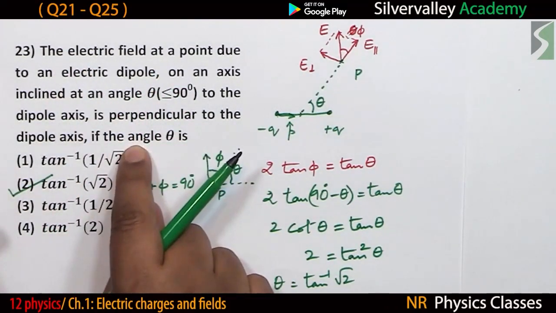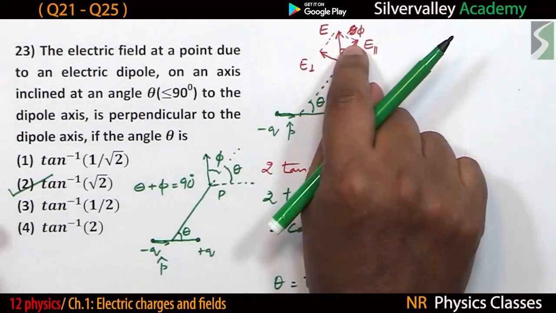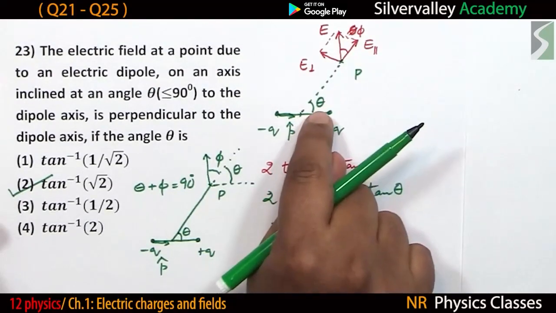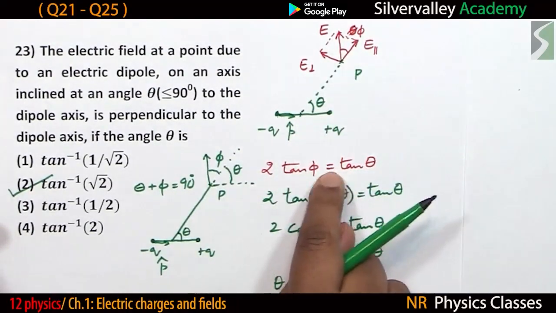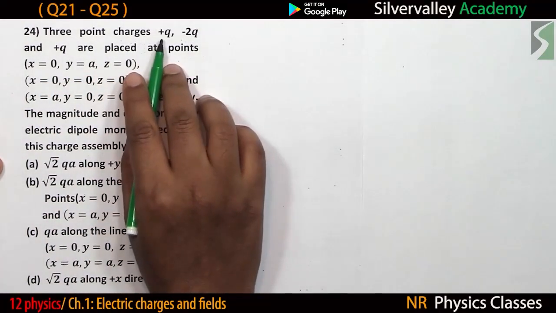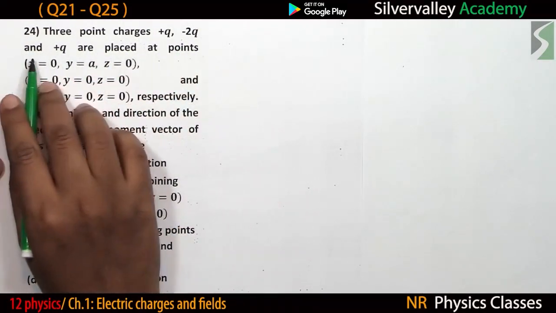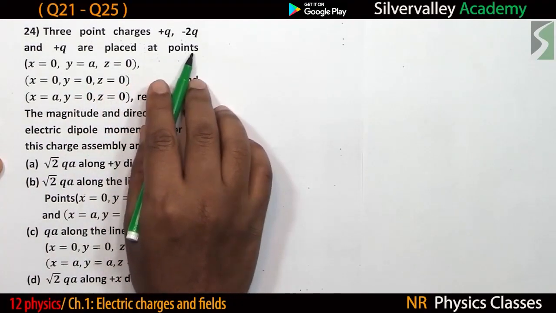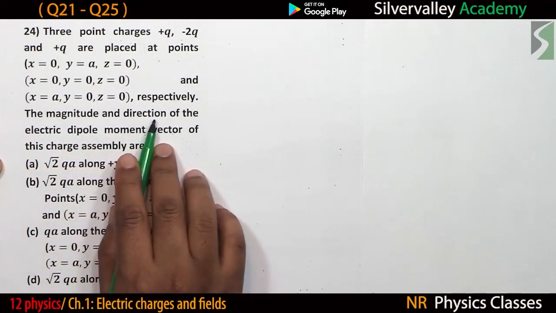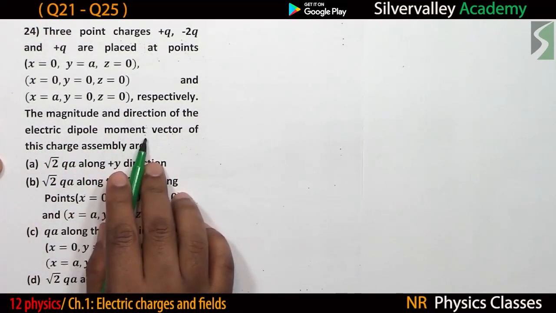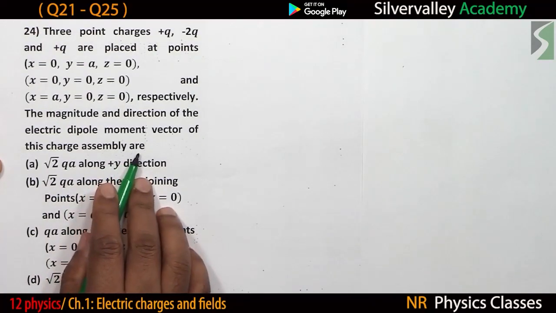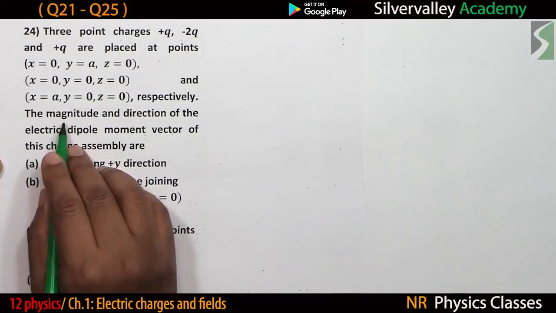So in such problems, make sure that this angle is 2 times tangent of this angle is tangent of this angle. You can use this equation. Three point charges +q, -2q and +q are placed at points respectively. The magnitude and direction of the electric dipole moment vector of this charge assembly are: magnitude and direction.